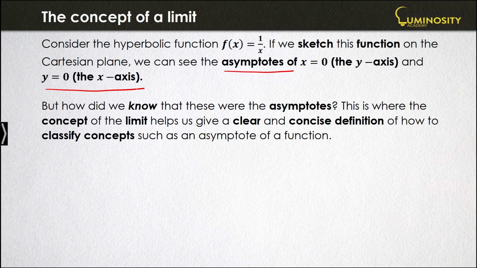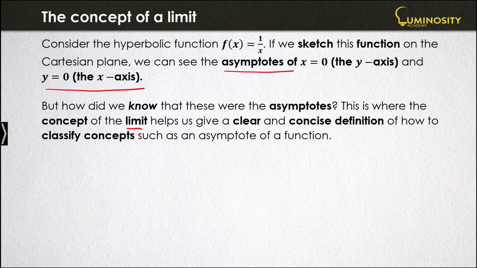This is where the concept of what we call a mathematical limit helps us give a clear and concise definition of how to classify concepts such as an asymptote of a function. Limits can also be used to determine the long-term behavior of a function, which is very useful for us. For example, if you model the growth rates of certain bacteria or viruses, we want to know what's going to happen to that growth rate over the long term. That's where the limit comes in. The limit as the time goes on forever.